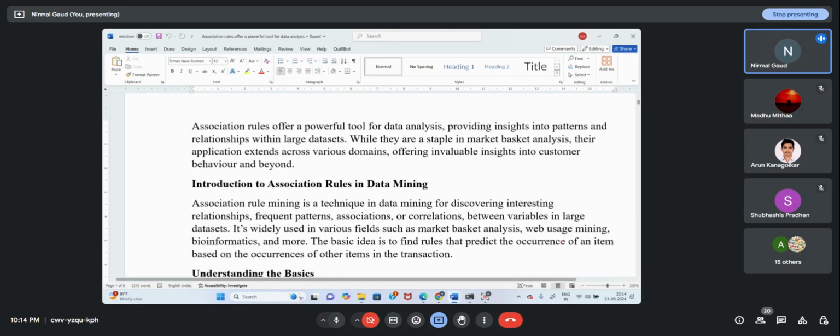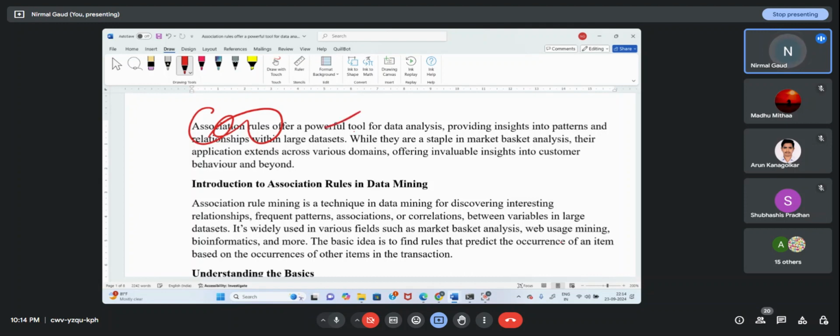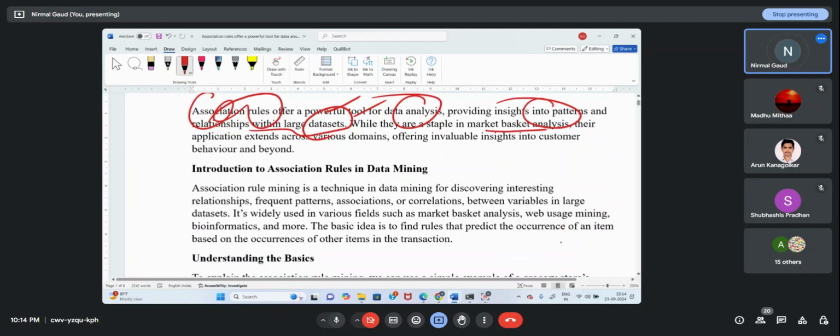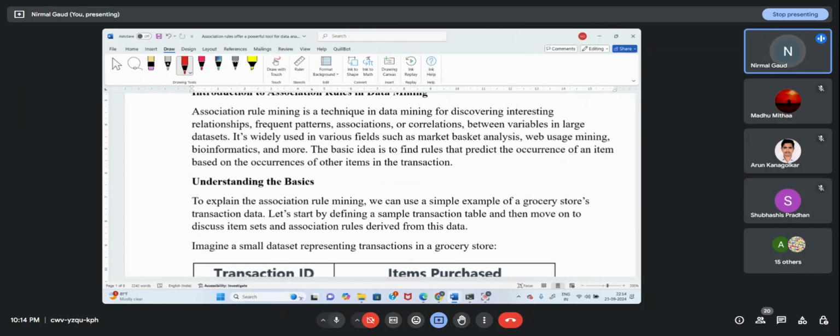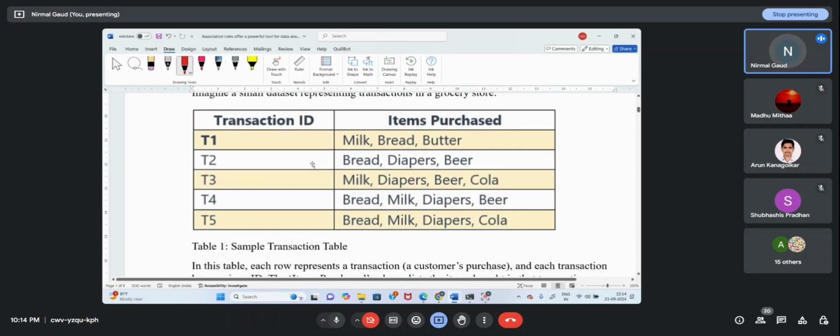Association rule. Association is a powerful data analysis technique to identify patterns, trends or relationships in a large data set, especially market basket analysis. So right now we are following market basket analysis only. Association rule is a technique in data mining for discovering interesting relationships, frequent patterns, associations and correlations among the variables in the data. For example, let us suppose this is the transaction done.